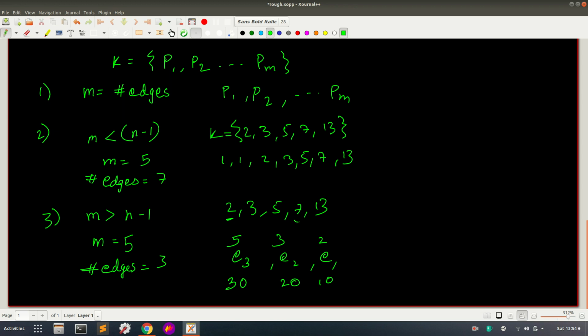Now, since we are left with 7 and 13, where should we put these? Definitely, since this edge has the largest value associated with it, we should place 7 and 13 over here. So this becomes 5 into 7 into 13. This is 3 and this is 2. So the distribution index for this case is going to be 2 into 10 plus 3 into 20 plus 5 into 7 into 13 multiplied by 30.